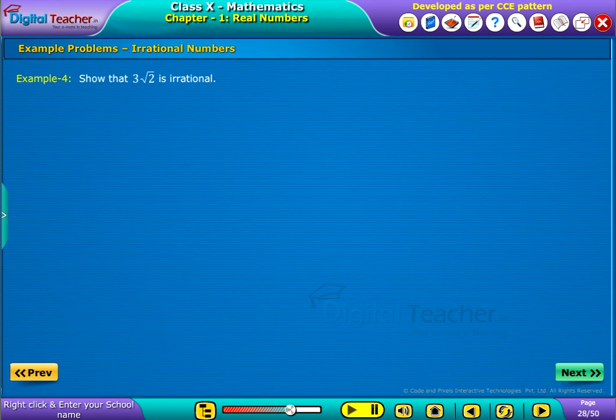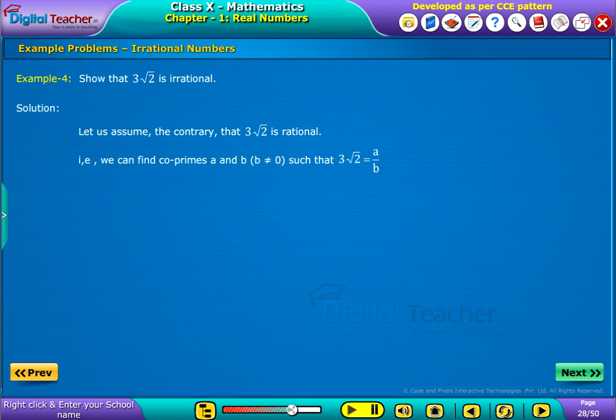Show that 3 root 2 is irrational. Assume the given number is rational. So by the above statement, co-primes a and b, not equal to 0, can be found such that 3 root 2 is equal to a by b.